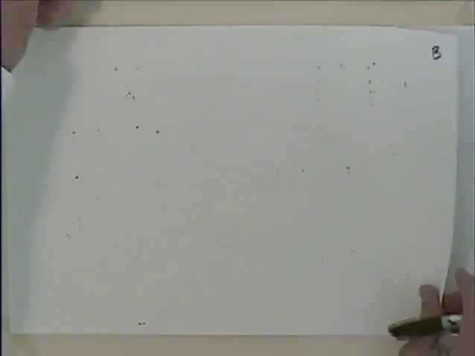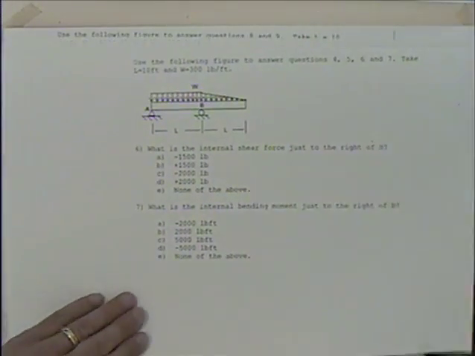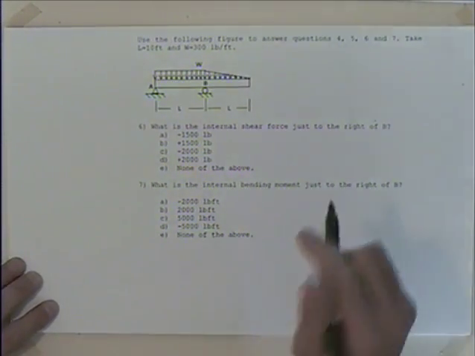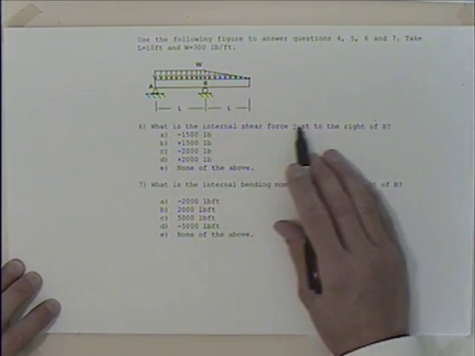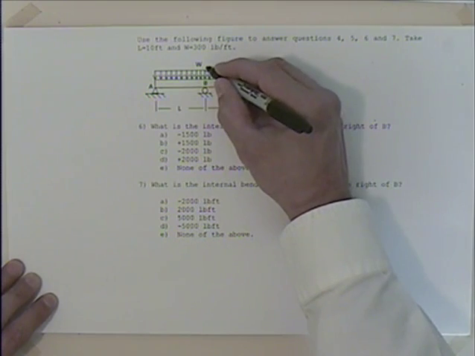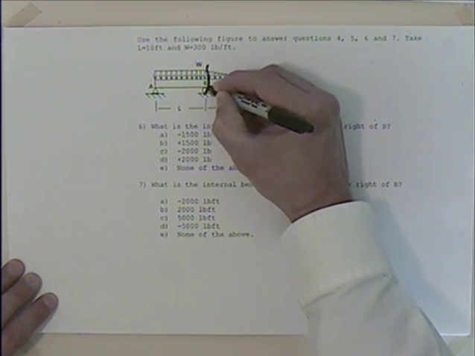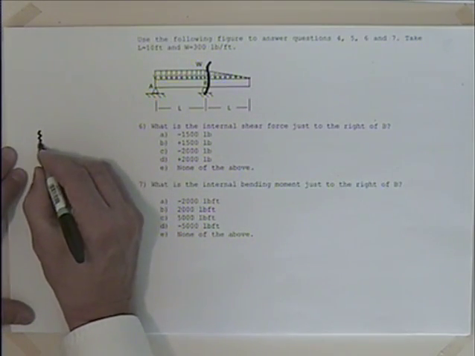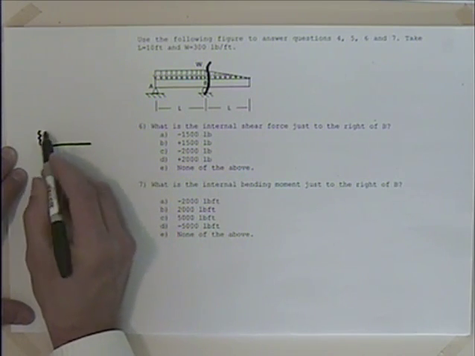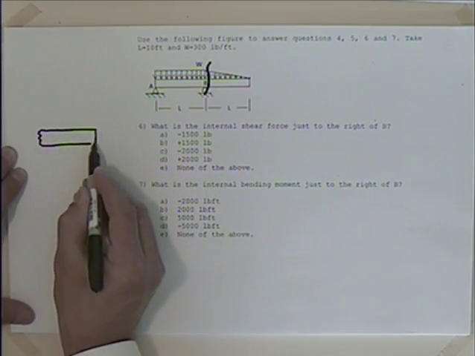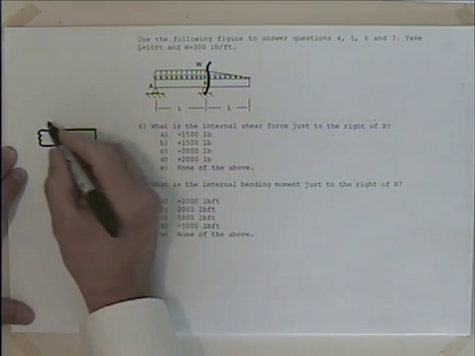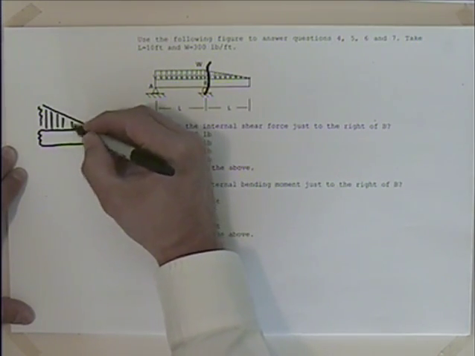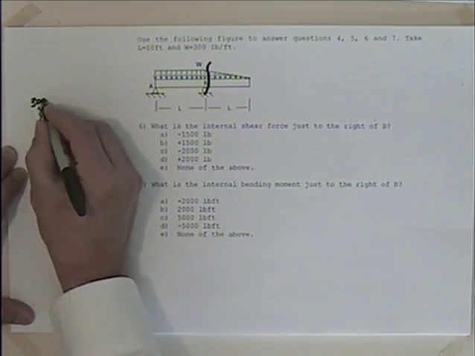Well, questions 6 and 7, like I say, sometimes depending on where we are in the term, we may or may not get to that. That's internal shear and bending. And it says, what is the internal shear force just to the right of B? So if we think of just to the right of B, we're going to talk about taking a section right through here. So that section looks like this. I'm going to cut through that beam, and I will have cut through the load. Okay, so this will be 300.